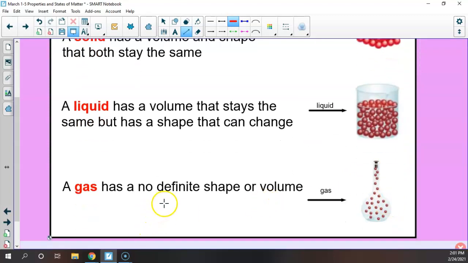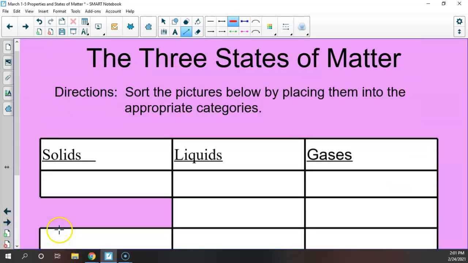And then a gas has no definite shape and no definite volume. It expands to take up whatever container it's in. So right now, these are all expanded to fill up that bottle, but if I were to uncork that bottle, they would escape and expand out even further. So the three states of matter.